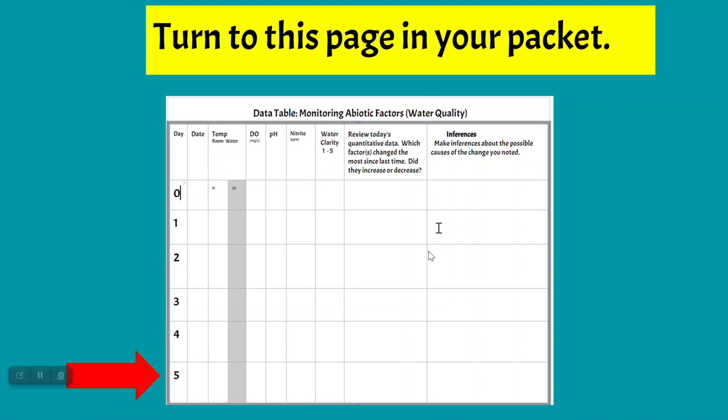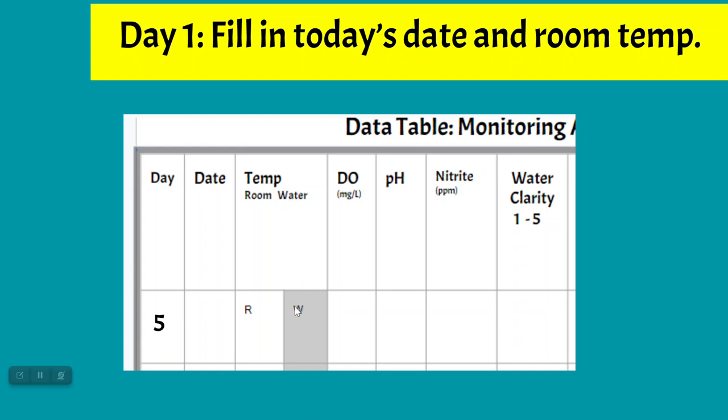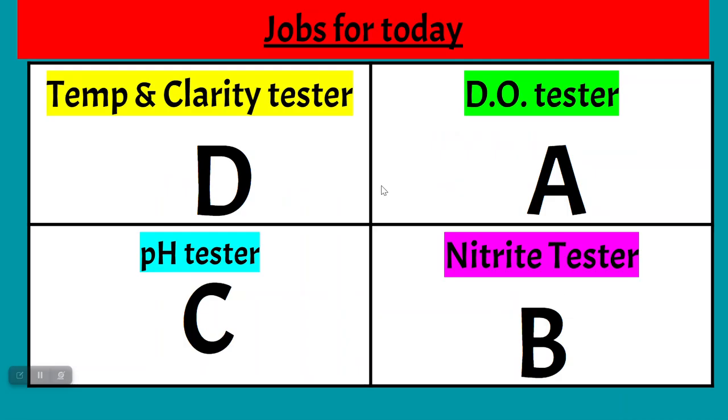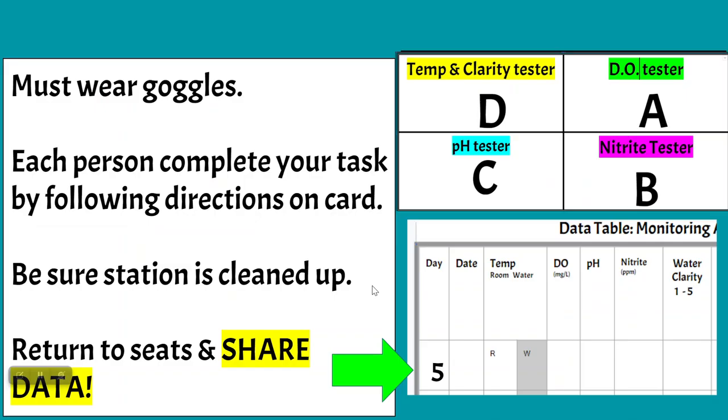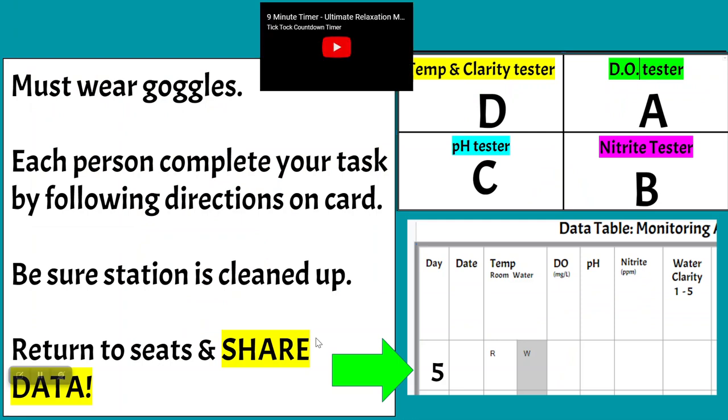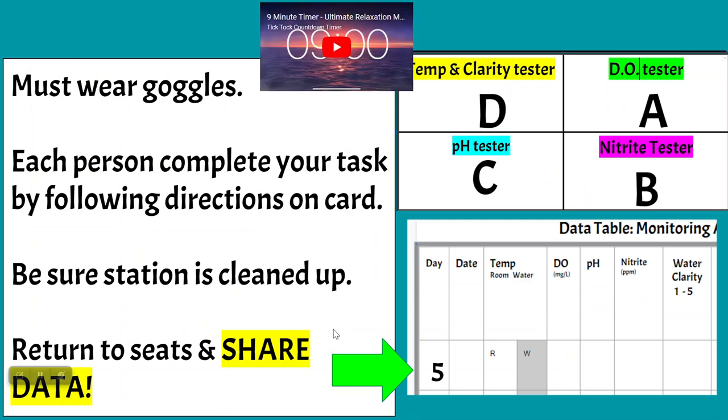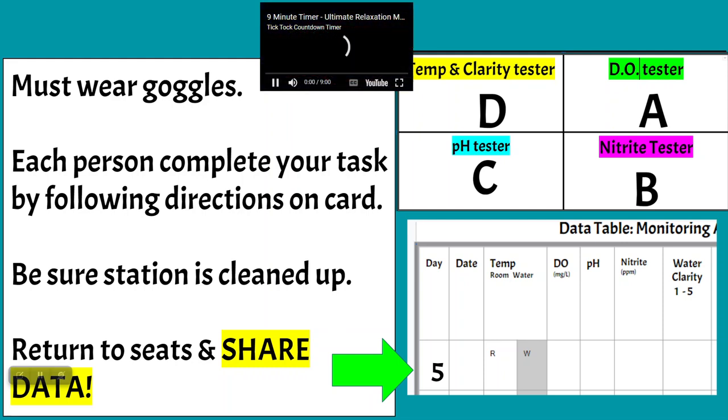If you are absent on this day, you need to get the data for day 5 from your table mates. Okay, we talked about the room temperature, and we talked about all of the jobs for each of the people in the tables, and spent some time getting the data that we needed. Okay, again, make sure you get the data from your table mates if you were absent.